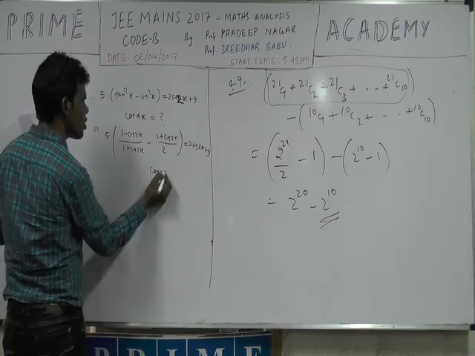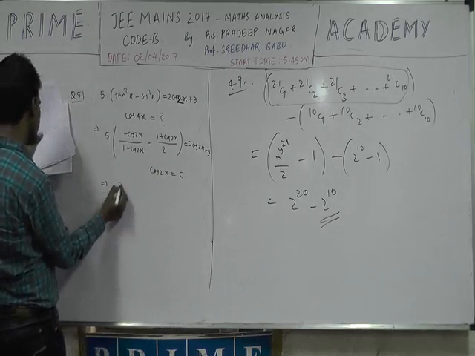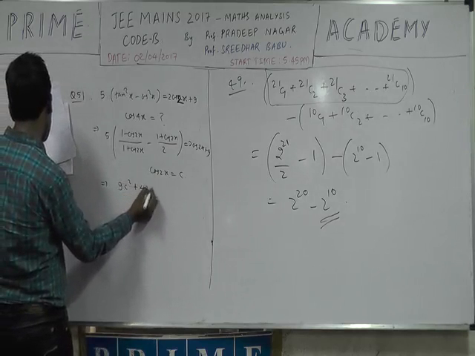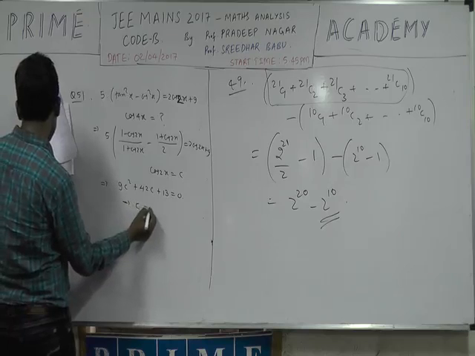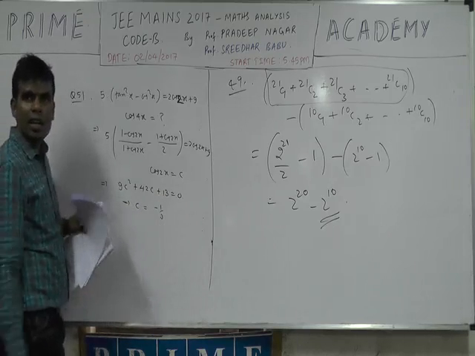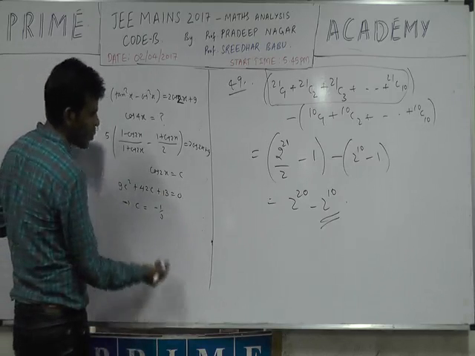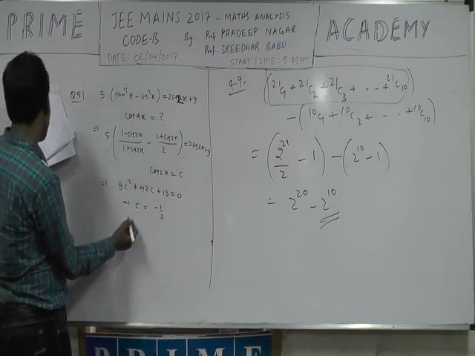Now you can say cos 2x is c. That will give you a quadratic in c, and that quadratic in c will be 9c square plus 42c plus 30 equal to 0. From here you can easily solve for c, and you will get minus 1 upon 3 and some number which is outside of minus 1 to 1, which cannot be possible because c is cos 2x, which has to be between minus 1 and 1.